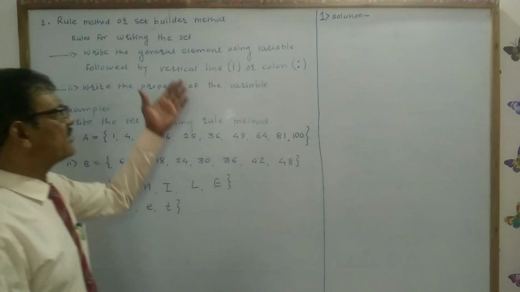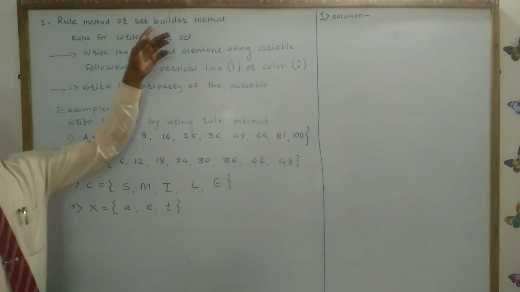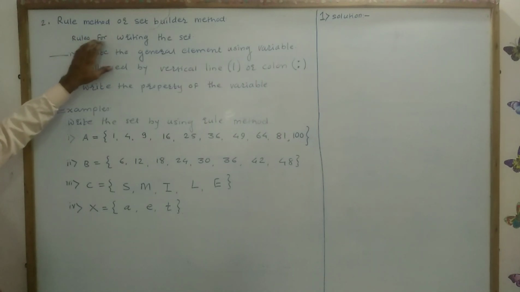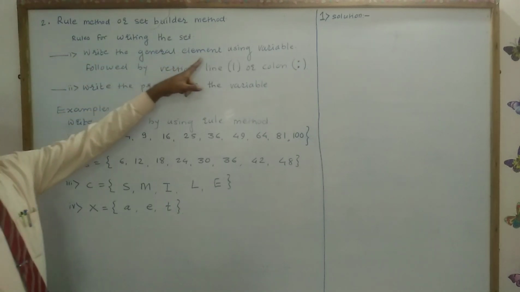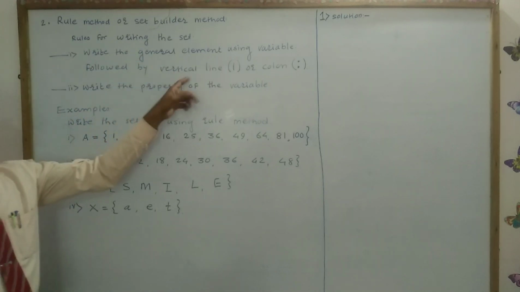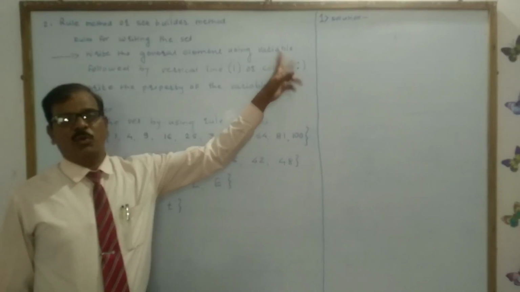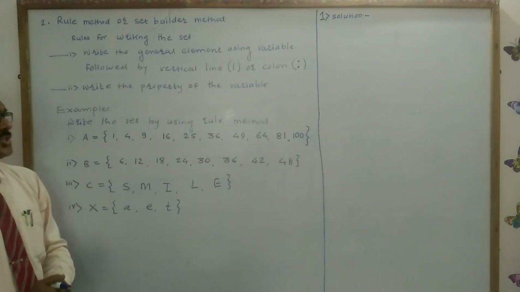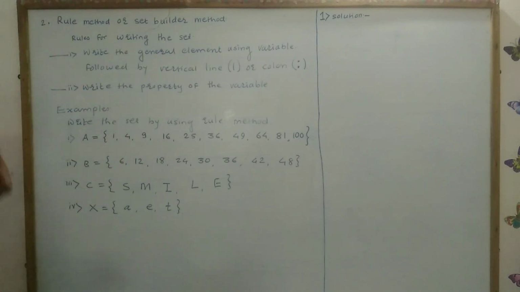Now we start the second method for writing sets. Rule method. It is also called the set builder method. Here are some rules for writing this set. So first, write the general element by using a variable followed by a vertical line. In place of the vertical line, we can use a colon also. Now write the property of the variable which you used in this set.